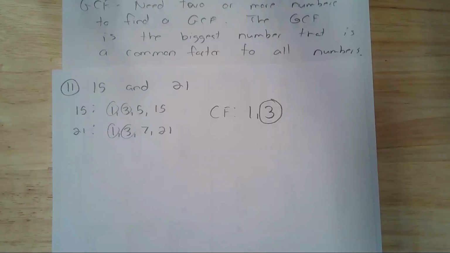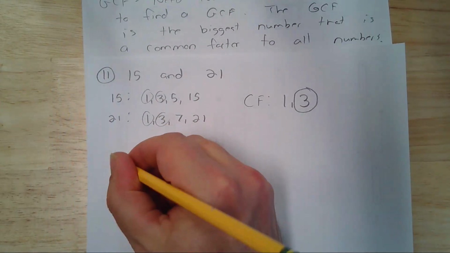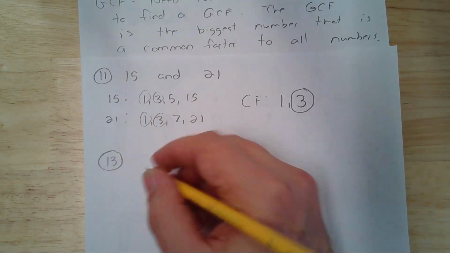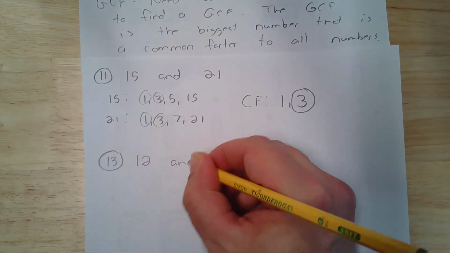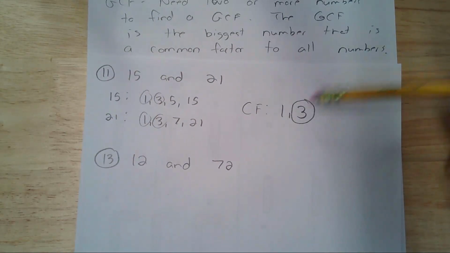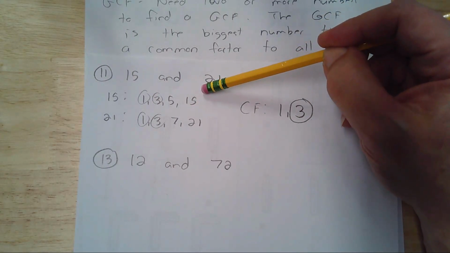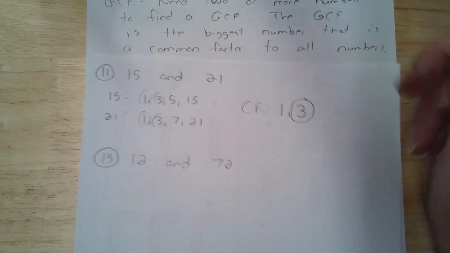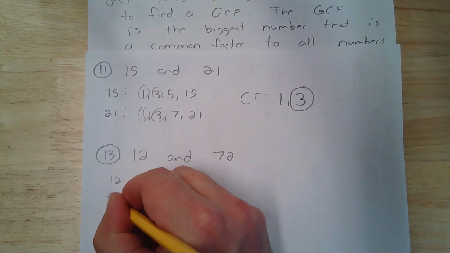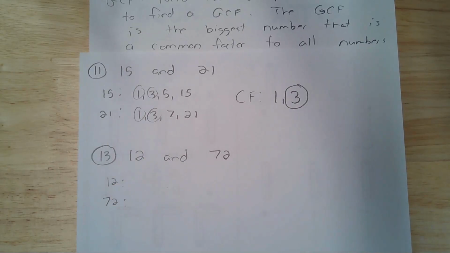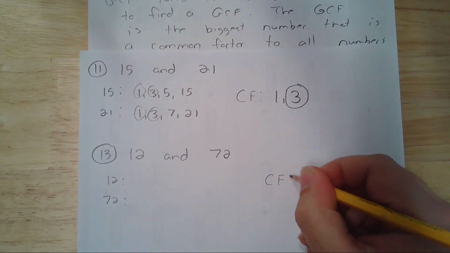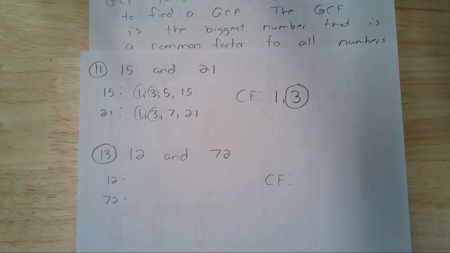Try number 13. Same deal: 12 and 72. I want you to list the common factors, but to do that, you need to list all the factors out first. So you're going to have to do this again. Once you have all the factors, tell me what the common factors are, and then circle the greatest common factor.